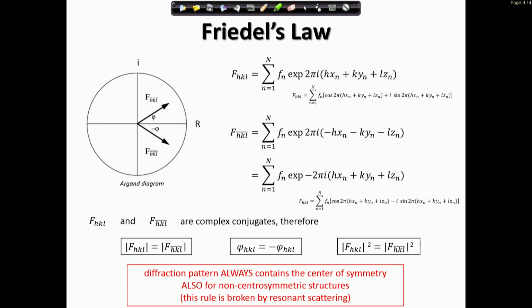The reason why this rule is broken is the resonance scattering. The resonance scattering is an effect where the scattered photons have a certain phase shift, which is caused by absorption effects, and then Friedel's law is not followed, and that's why we are actually able to determine also the absolute structures of non-centrosymmetric structures, but to very good accuracy, Friedel's law is present.